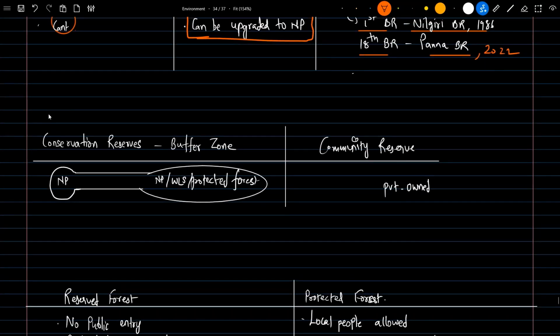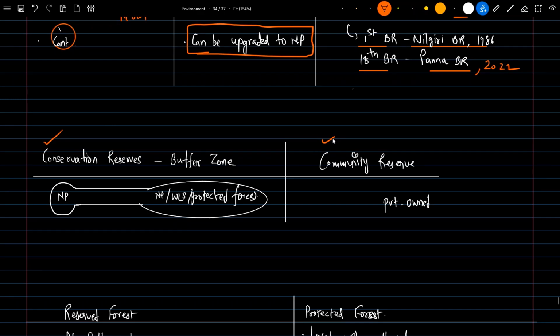Next in situ conservation is conservation reserves and community reserves. So what does a conservation reserve mean? It is simply a buffer zone between two national parks, let's say. But it's not just about national parks. In between two wildlife sanctuaries, or between two protected forest areas, it can also act as a buffer zone. So any buffer zone between two in situ conservation areas is known as a conservation reserve. Community reserve is also a similar kind, but it is basically privately owned.